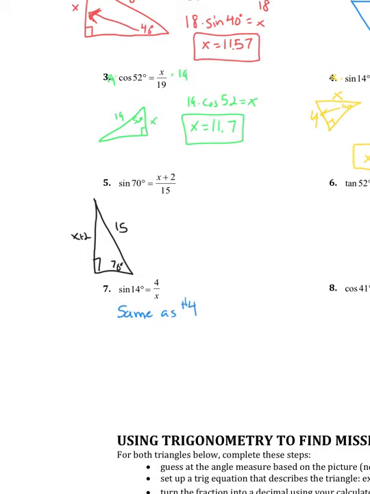Okay, for number 5, we set up our triangle. We need to multiply both sides by 15, so we get 15 times sine of 70 degrees equals x plus 2. And then we put that 15 times sine 70 in our calculator, we get something like 14.1 equals x plus 2. We subtract 2 from both sides, we get 12.1 equals x.